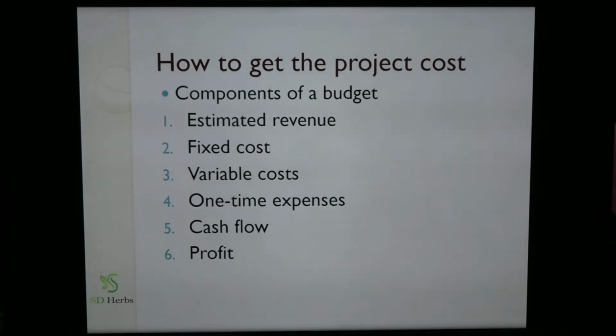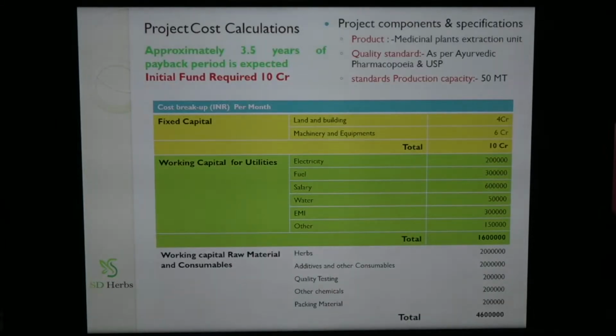You need to estimate the revenue, the fixed cost, variable cost, one-time expense, cash flow, and profit. These are the core parts of the financial planning. Before starting an industry, before starting any manufacturing business, you have to assess your financial figures in these 6 parameters. Then only the bank will also support you. So the funding is also provided. I'm giving brief data of the overall project cost calculation in the next slide.